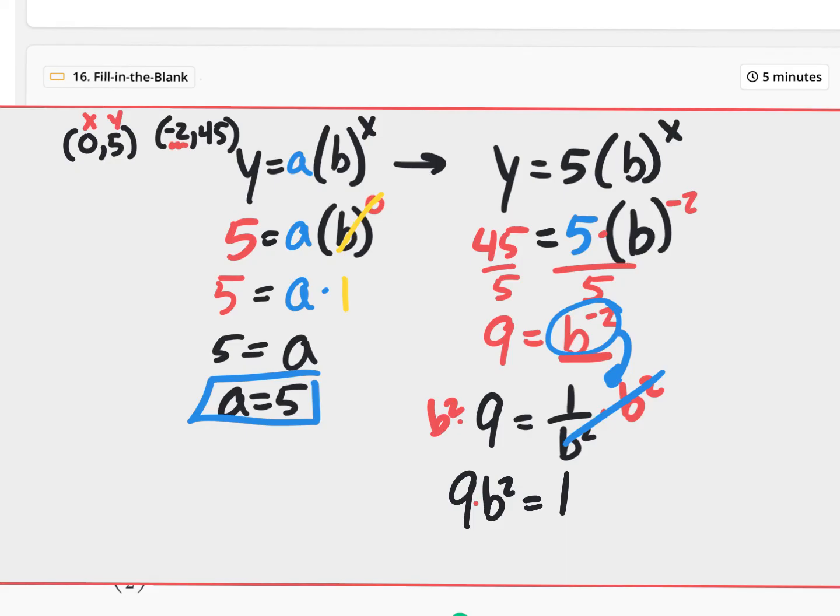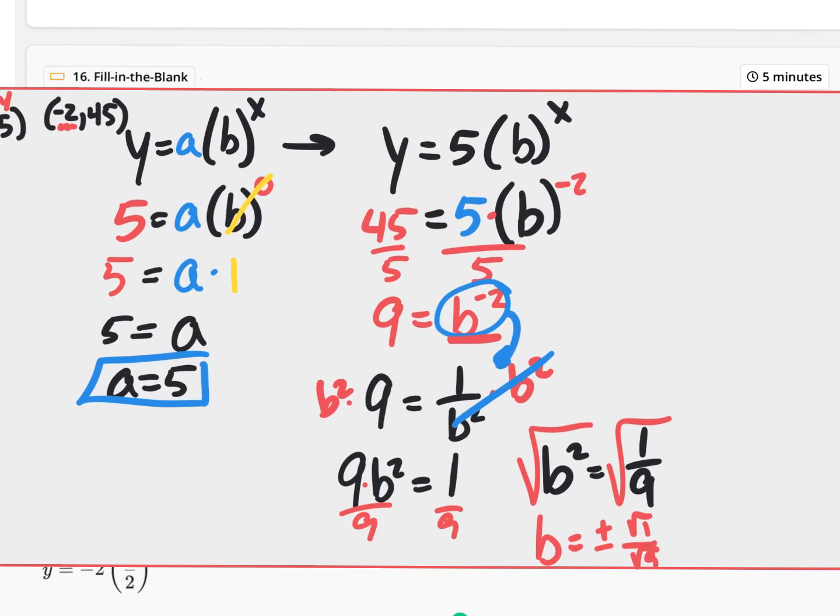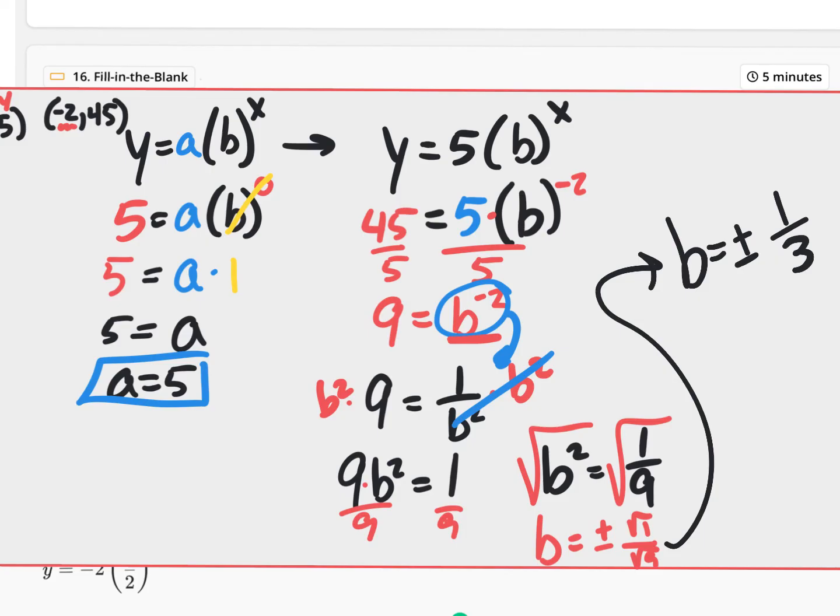And then you could get rid of the 9 by dividing by 9, and you will have b squared equals 1 over 9. Now, to get rid of a square, you're going to do the inverse operation, which is a square root. So you're really going to get b equals plus or minus the square root of 1 over the square root of 9, which means that your answer is b equals plus or minus 1 over 3, because the square root of 1 is 1 and the square root of 9 is 3. So there's your b value.